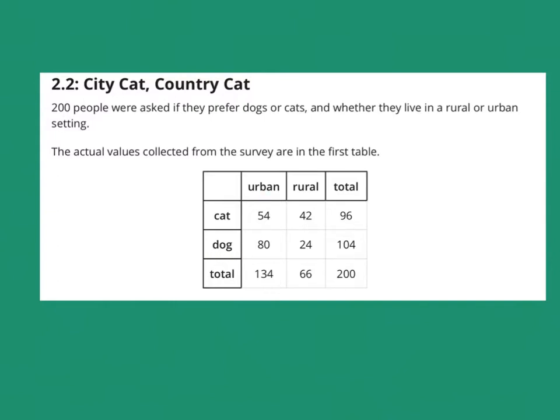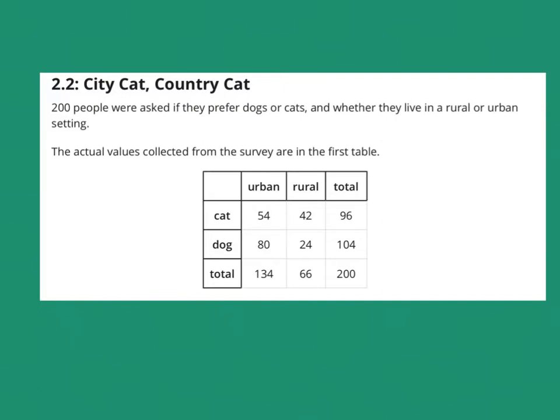24 people lived in a rural setting with a dog. Overall, there were more urban people than rural people, and slightly more dog owners than cat owners. But the overwhelming majority, 134 of the 200 people, lived in an urban setting versus only 66 in the rural, which kind of makes sense. There are fewer people in the rural setting to begin with.